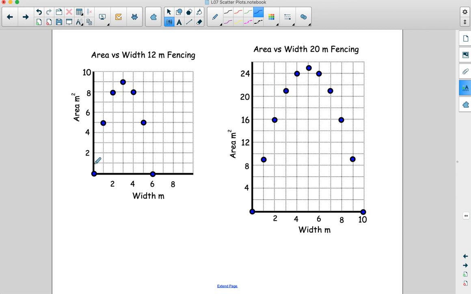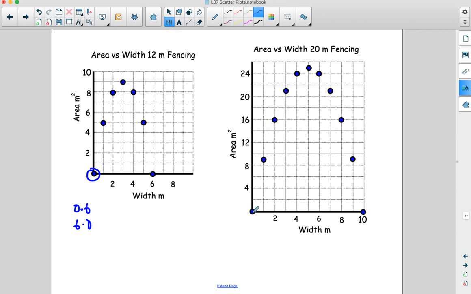So as the length and width get closer together, notice how the areas go up. We hit the maximum value when the length and width are equal to each other. And then as the length and width get further apart, the area drops. This point right here represents when the width is 0. When the width is 0, all of the rope went to the length, and 0 times 6 gave us an area of 0. Here the width is 6. And that makes the length 0, and 6 times 0 is 0. That's why we're getting an area of 0 there.